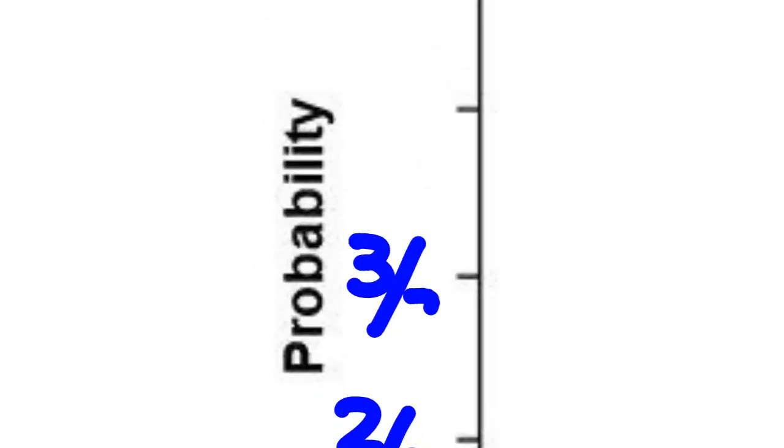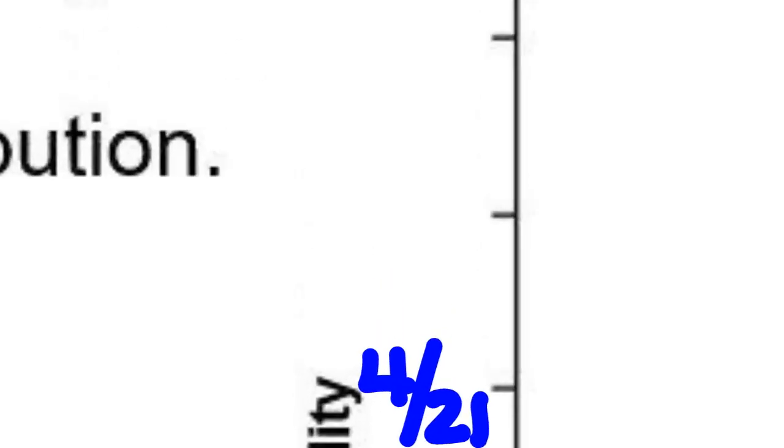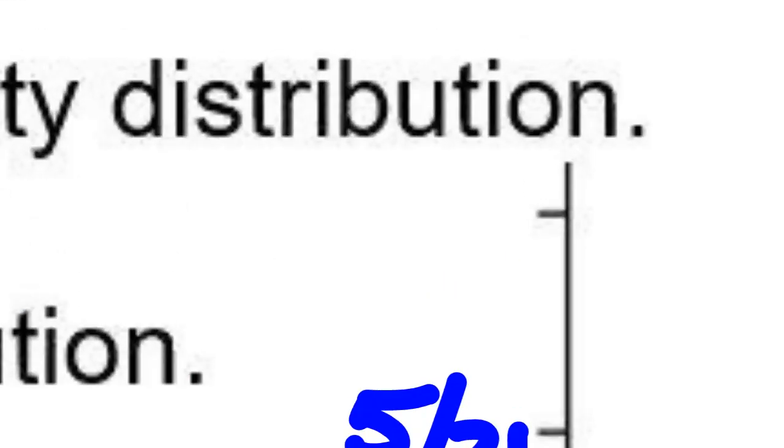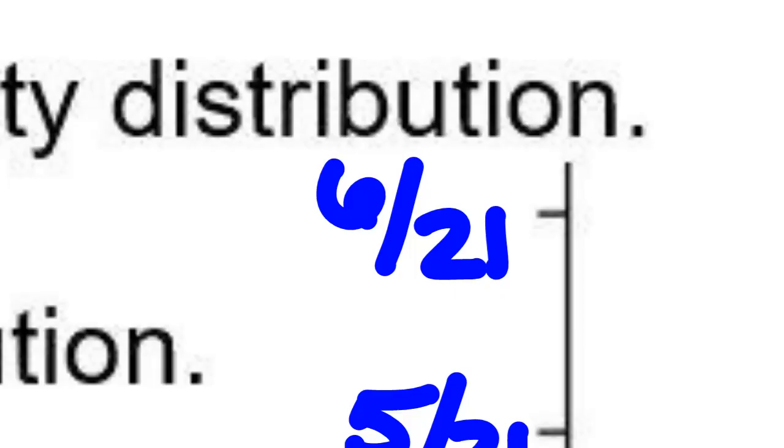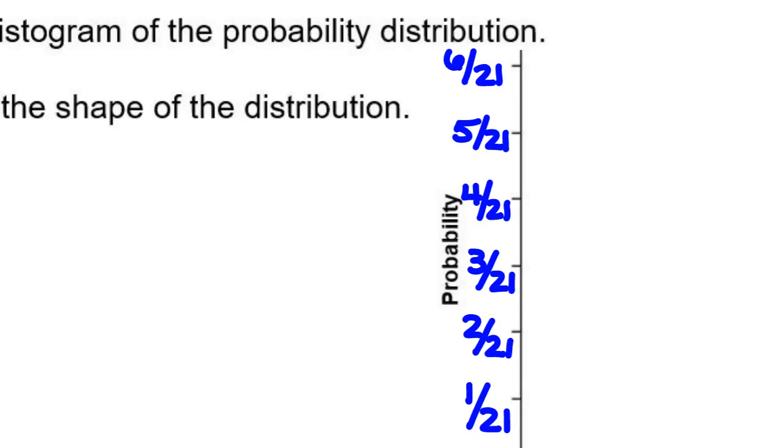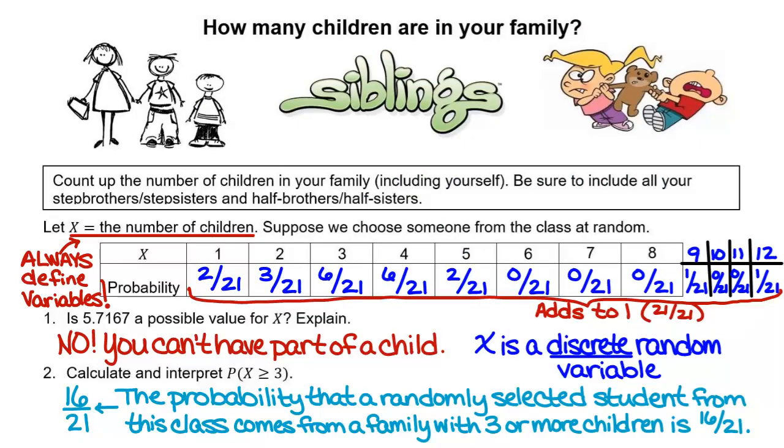There's 1 out of 21, 2 out of 21, 3 out of 21, 4 out of 21, 5 out of 21, 6 out of 21. Will that let me fit every piece of data up here? Yes, because the highest probability from our table is what? 6 out of 21. We had 6 out of 21 here and here. We don't have any fractions that are bigger than that.